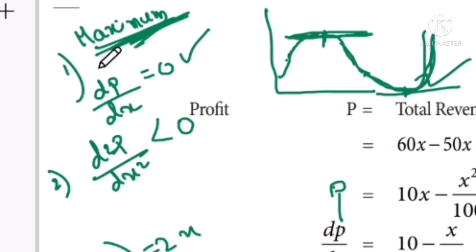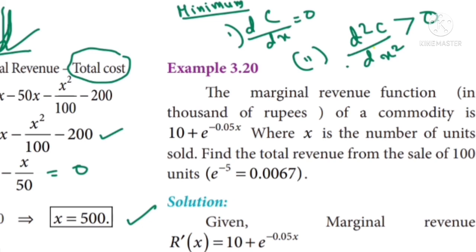To find maximum profit, you have to do these two conditions: dp by dx is 0 and d square p by dx square is less than 0. You have to prove it. Only if you prove it, it says that there's maximum profit. If it is greater than 0, then it is not maximum. Similarly, for minimum cost, some problems will ask you to find the minimum cost. So if they ask, again the first step is find dc by dx equal to 0. Second, you have to check d square c by dx square is greater than 0.